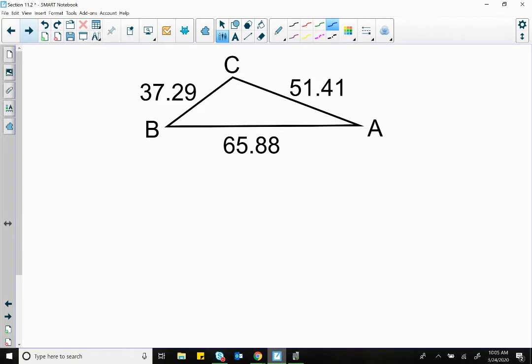If you notice step 1, when you're doing this, it says use the law of cosines to find the largest angle. Remember, the largest angle is across from the largest side. The smallest angle is across from the smallest side. Okay? So go ahead, pause the video, use that case 4 in your notes, and give this one a shot.